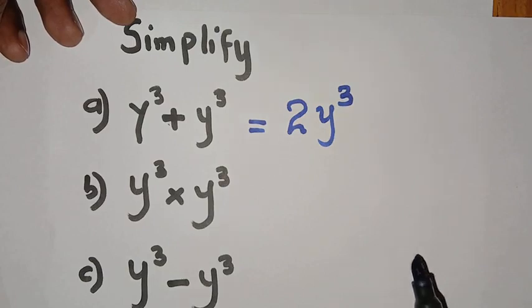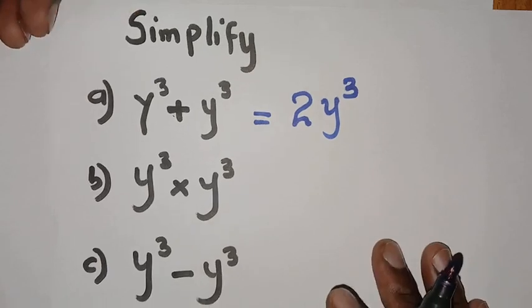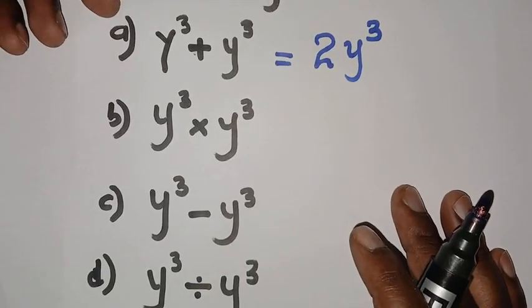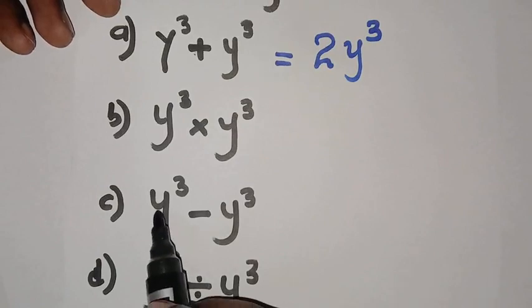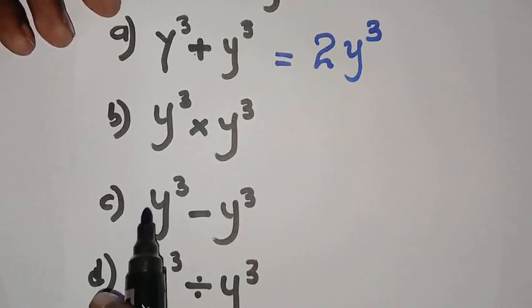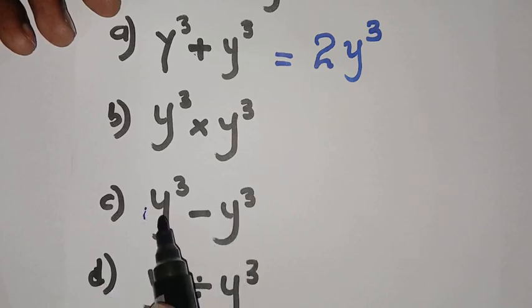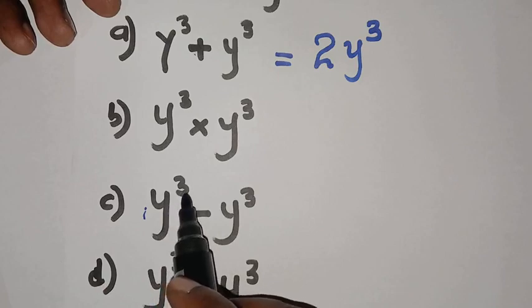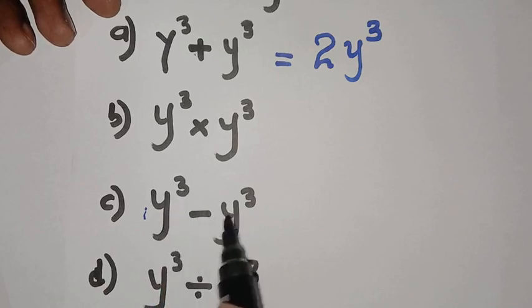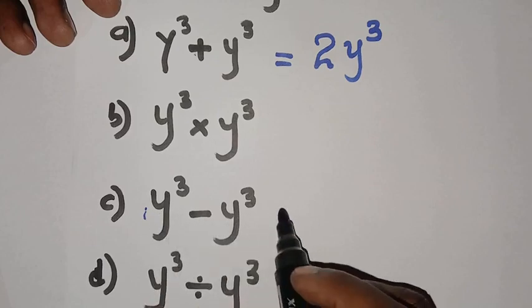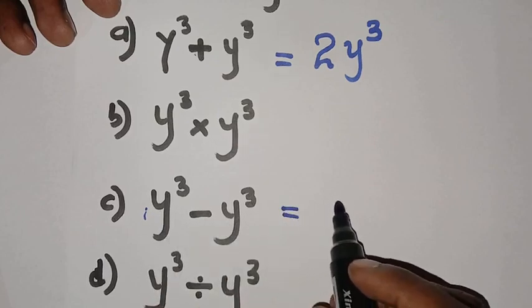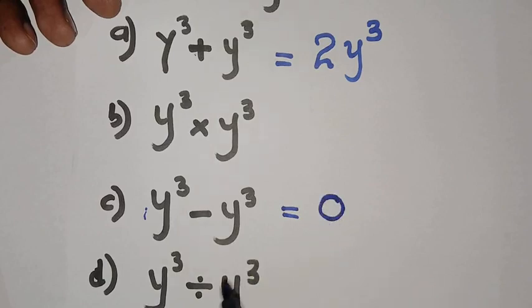Again, let me take you to C. C, again, our concentration is on the coefficients. Here, again, we have 1. Even here, we have 1. So it's like we have 1y cubed and, 1y cubed minus 1y cubed. What do we get? This is going to give us a 0. Please take note of that.